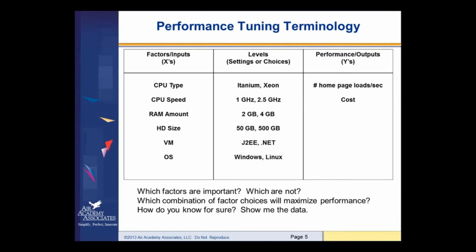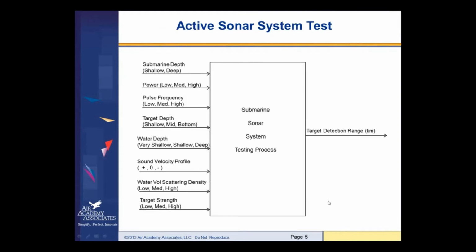So you see the Y's, you see the X's, and DOE is going to help us answer questions like which factors are the most important. In other words, which factors affect our performance, which do not, and which combination of factor choices will maximize performance. Also, which combination will create havoc with our performance and deteriorate it. How do you know for sure? How can you answer those questions? Well, DOE will provide you the data and the subsequent analysis and evaluation to help you answer questions like this.